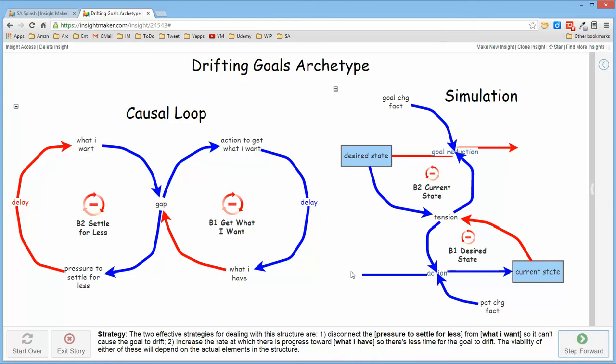In terms of a strategy, there's essentially two strategies to deal with this structure. I can figure out how to disconnect this pressure to settle for less from what I want so that the goal can't drift. And the second one, which I pointed out just a moment ago, is to figure out how to increase this rate of movement of what I have in the direction of what I want so that there isn't the opportunity for it to drift. Now, the viability of either one of these two options depends upon the actual physical constraints of whatever the actual situation is, and you have to evaluate that when you run into it, though those are the two options to consider when you realize that you're dealing with this type of structure.